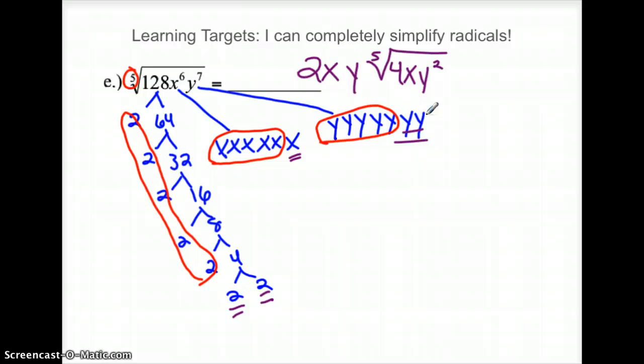We are all done. So take a breather, okay? Simplifying radicals, they aren't that bad. Like our learning target says, we can completely simplify them. We'll continue to do this in class. I'm going to give you a couple preview problems, all right? Even though you'll probably be doing these in class, here they are.